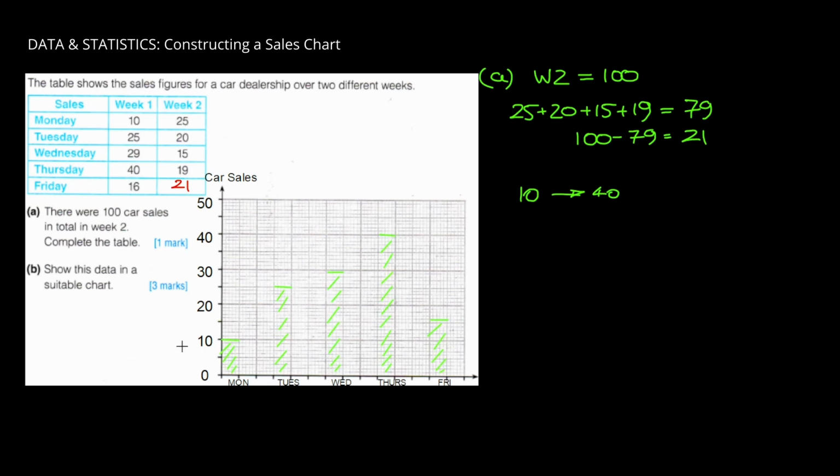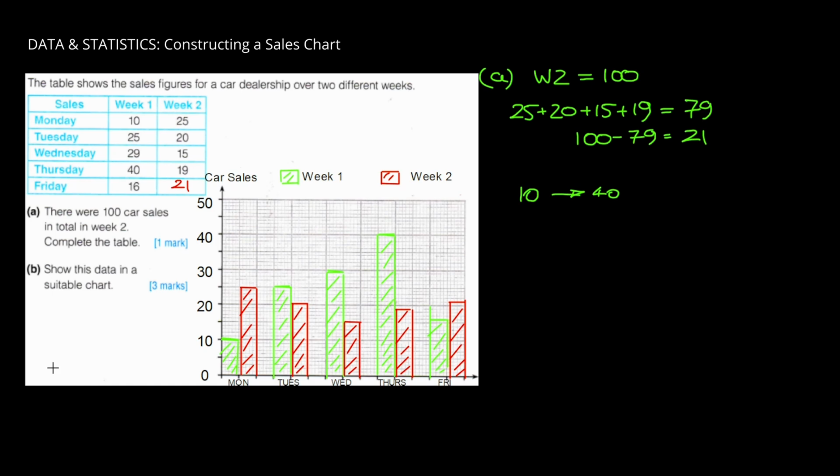And here they are. The only other thing we need to do is to pop on a key. And there's the completed chart. And that's what the exam question would expect from you. I hope that was all right.